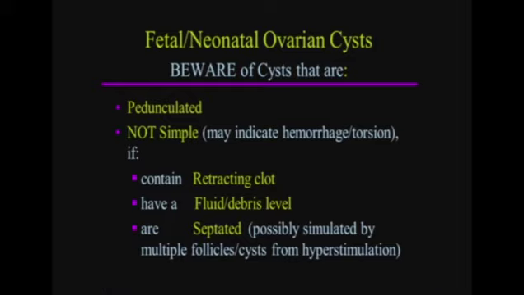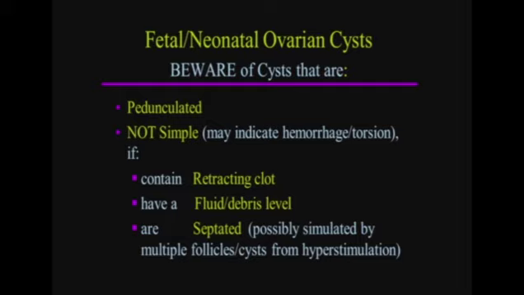Fetal and neonatal ovarian cysts, one has to be wary of cysts that are pedunculated, meaning if on one exam the ovary appears to be in the right lower quadrant and has an enlarged cystic area, and then in another exam it appears to be in the right upper quadrant or left lower quadrant, it might intimate pedunculation and hence the fact that it's already been torsed or can torse on the pedicle itself. Large ovarian cysts that are not simple are of interest. It is said that if you see a retracting clot or a fluid debris level or multiple crisscrossing septations, one has to consider the fact that there might be ovarian torsion.